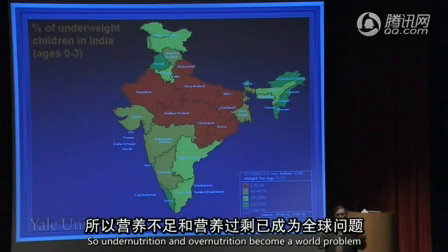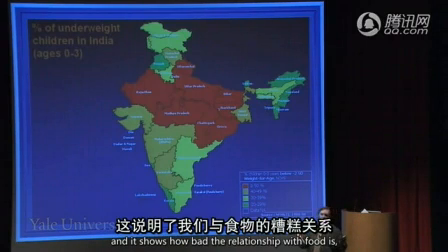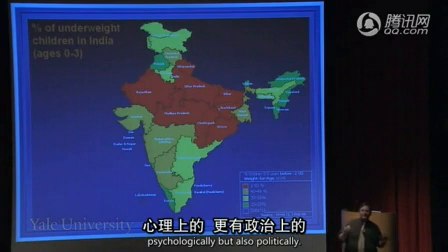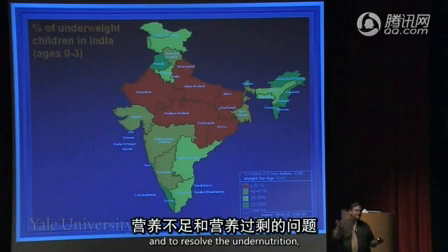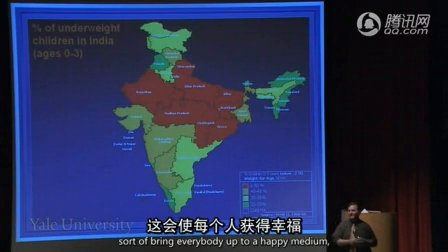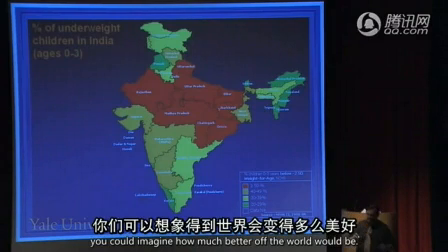So undernutrition and overnutrition become a world problem, and it shows how bad the relationship with food is, psychologically but also politically. And if there were a way to correct this and resolve the overnutrition and the undernutrition, sort of bring everybody up to a happy medium, you can imagine how much better off the world would be.